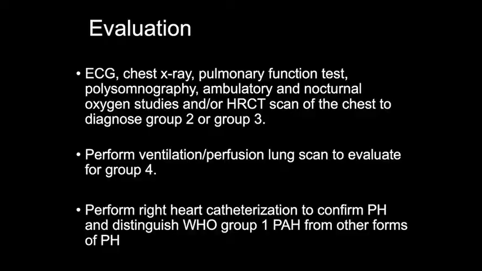Now, if your suspicion is that this is likely due to group 2 or group 3, then no further testing is generally required. We also do a ventilation perfusion scan to evaluate for group 4 if the pulmonary hypertension is not fully explained by the presence of group 2 or group 3 disease. And then the diagnosis is confirmed by doing a right heart cath. It is needed to distinguish WHO group 1, which is pulmonary arterial hypertension, from other forms of pulmonary hypertension.